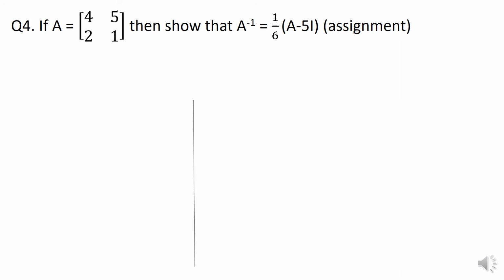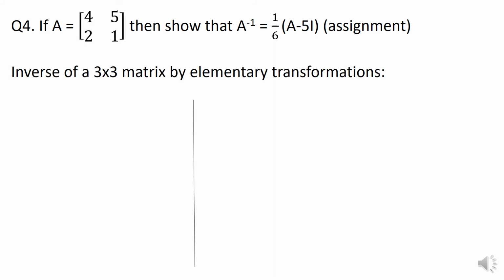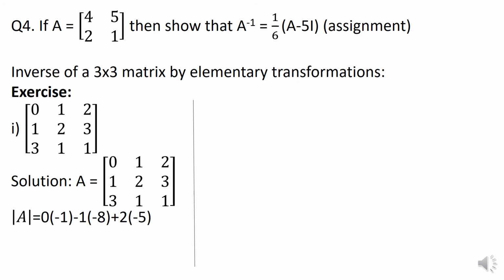This sum can be done as an assignment by you in your notebooks. Next we are going to find out the inverse of a 3 by 3 matrix by elementary transformations. In the exercise, this matrix we are going to try row transformation here. So A is the given matrix. We find mod A by finding the determinant of A. You already know how to find the determinant of order 3. So by solving it, we get the answer as minus 2.